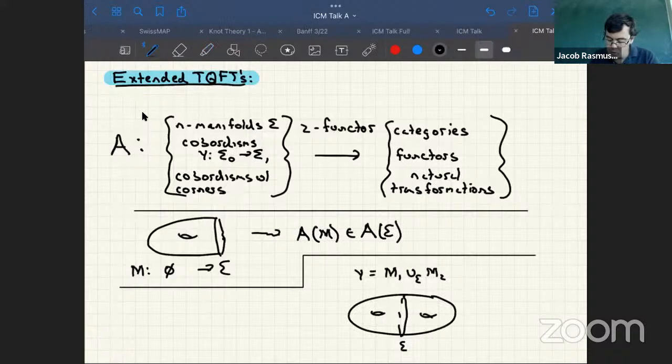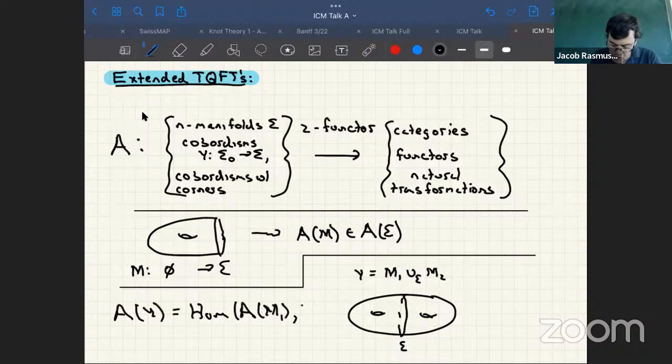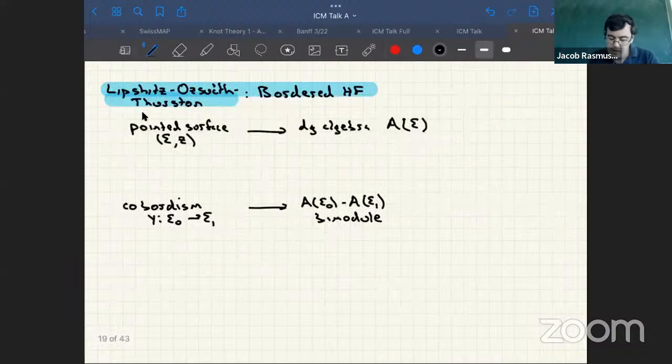And then if I were to glue two such three manifolds together along that boundary sigma, then what I would find is that A of Y should be the Hom space between A of M1 and A of M2. Okay. All right, so how does this kind of general yoga work out in our specific case of Floer homology?